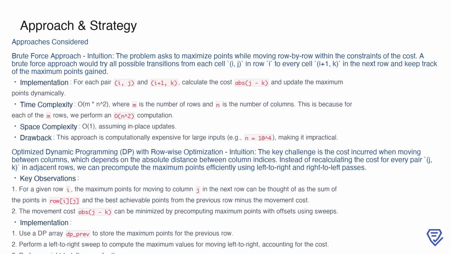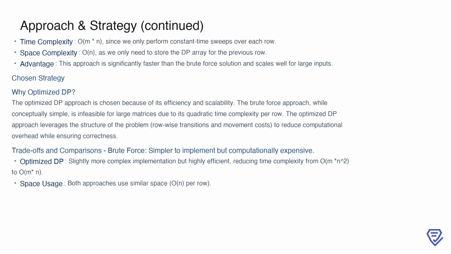These sweeps allow us to minimize the cost dynamically while calculating the maximum achievable points row by row. By adopting this optimized dynamic programming approach, we achieve a significant improvement in efficiency. The time complexity is reduced to O(m*n), because we only need to perform linear sweeps over each row instead of nested iterations for every pair of columns.